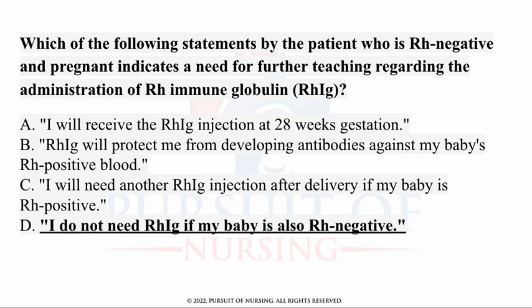All right, and the correct answer is, "I do not need Rh immunoglobulin if my baby is also Rh negative." So Rh immunoglobulin is given to Rh negative women during pregnancy to prevent the development of an Rh isoimmunization. So this can occur if the woman is exposed to Rh positive fetal blood during pregnancy or delivery, which can lead to the production of antibodies that can harm future pregnancies. So therefore, all Rh negative women should receive the Rh immunoglobulin regardless of the Rh status of their baby.